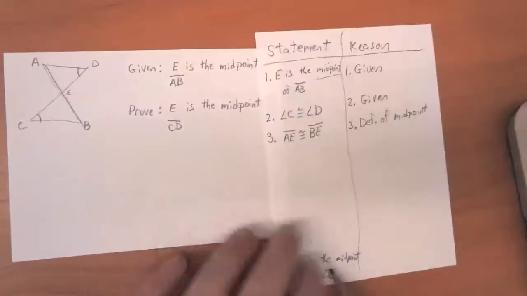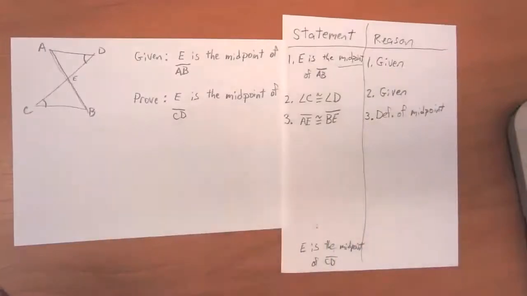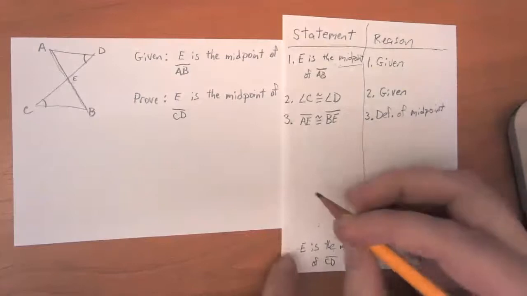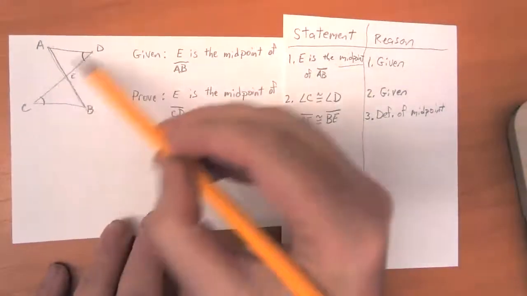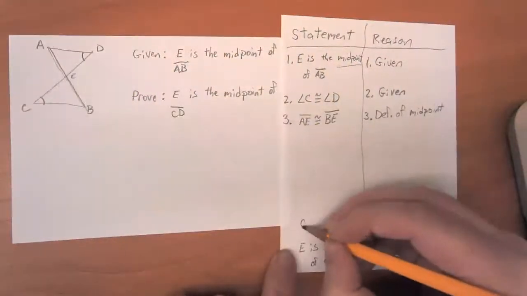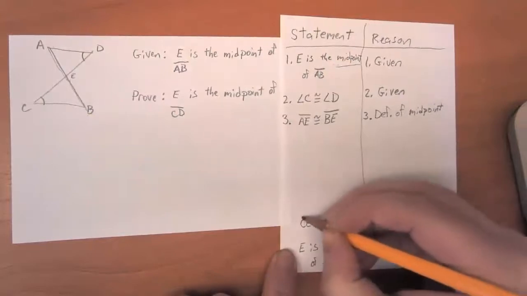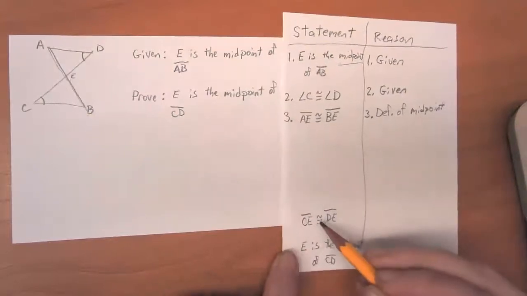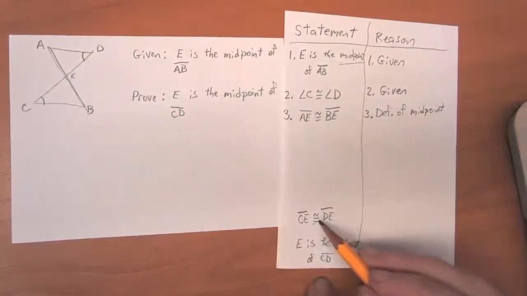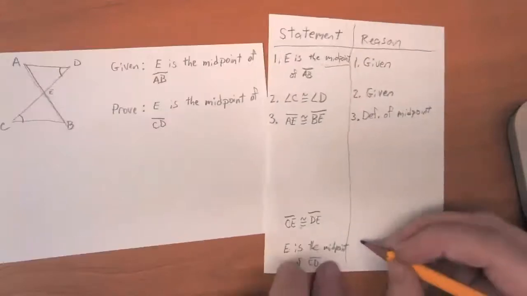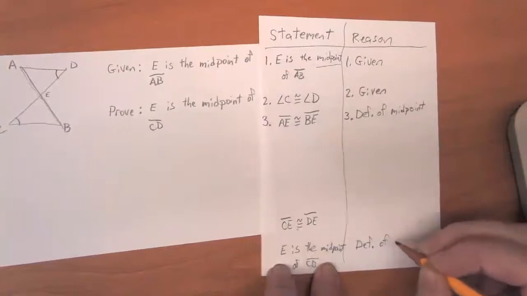So saying that E is the midpoint of CD, what does that mean in congruence language? Once again, looking at this diagram, well, it's the same thing we just saw. Since E is the middle of this line segment, it means that CE has to be congruent to DE. And I don't know what the reason for this is, but once I have this statement established, this can be my next statement. And this is going to be once again because of the definition of midpoint.